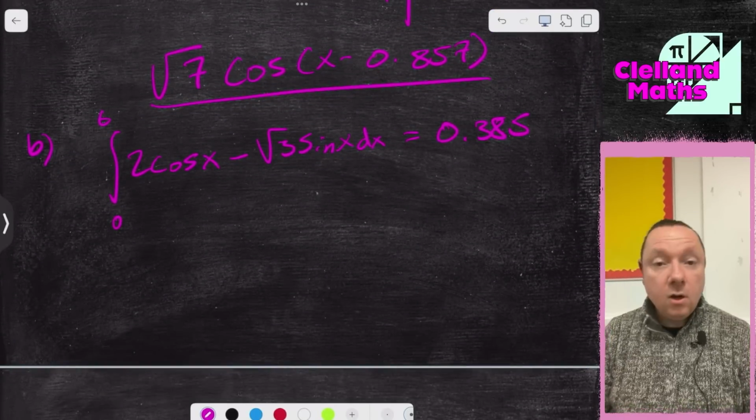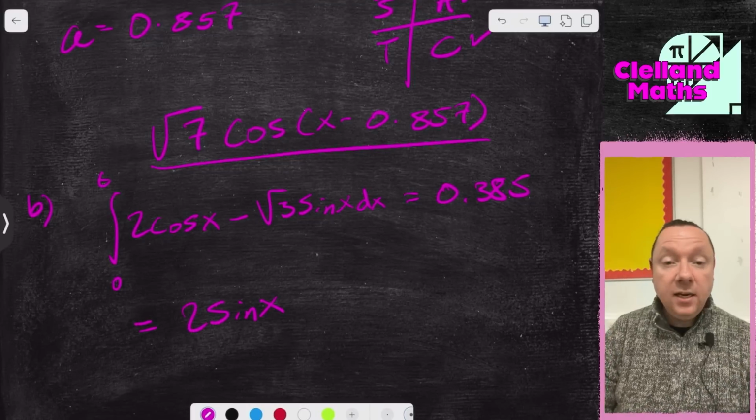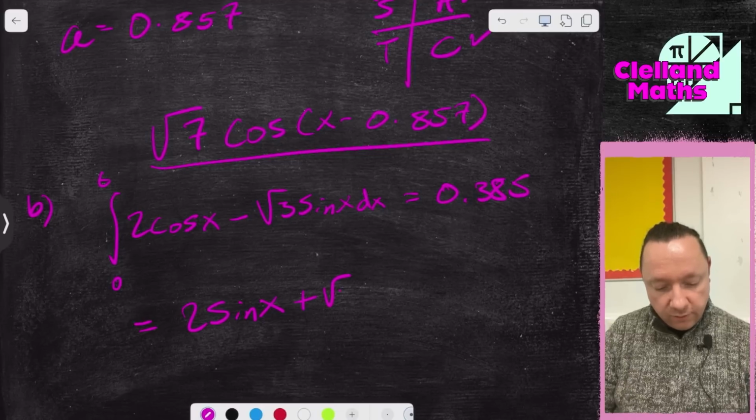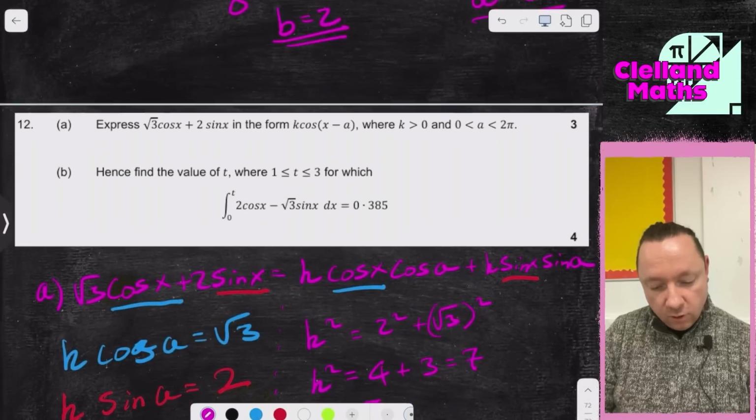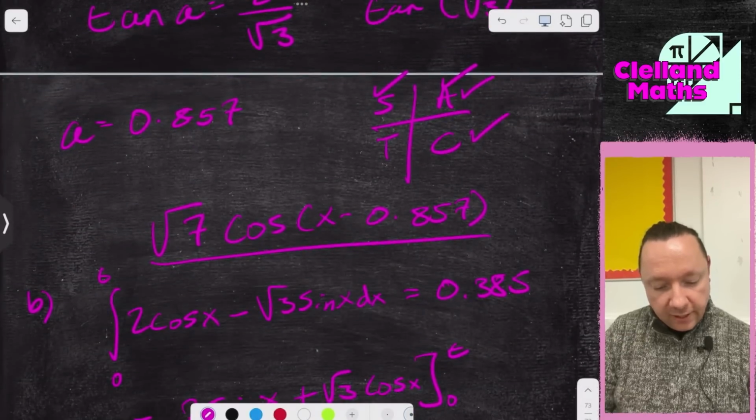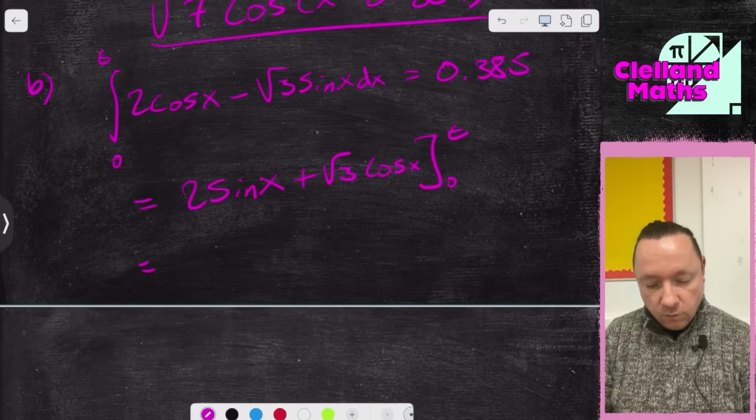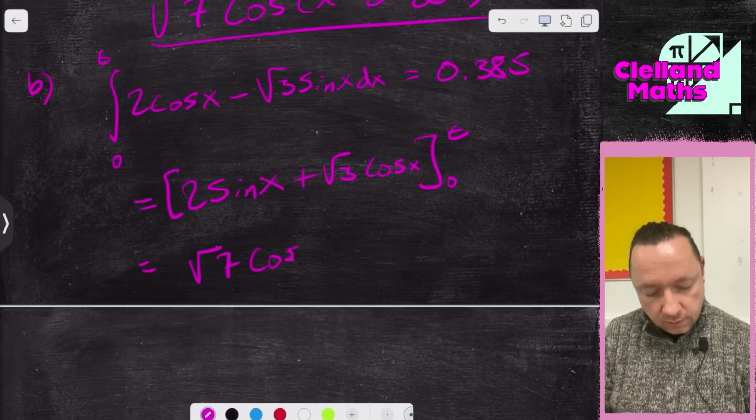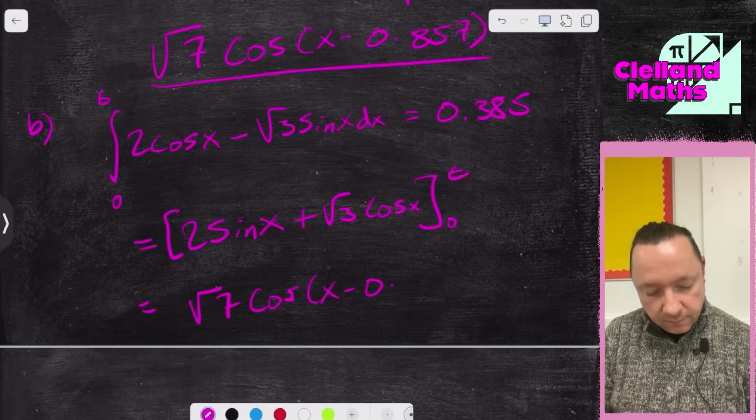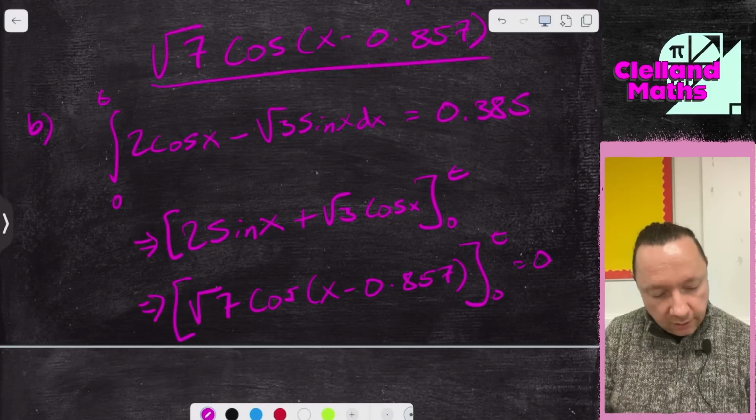So let's integrate that. So that equals 2 sine x, because cos goes to sine. Sine goes to minus cos, but I've already got a minus, so that becomes a plus root 3 cos x between 0 and t. But 2 sine x plus root 3 cos x was the original question, so I've changed that already into root 7 cos x minus 0.857. So I can just write that. So that equals root 7 cos x minus 0.857 between 0 and t. And that all along equals 0.385.